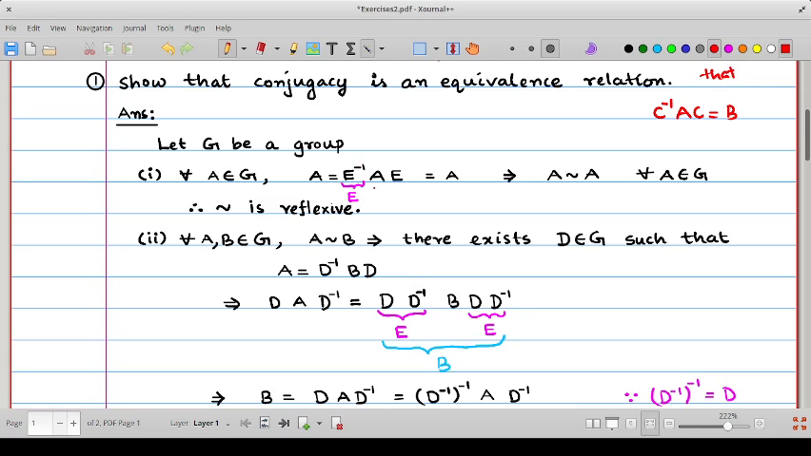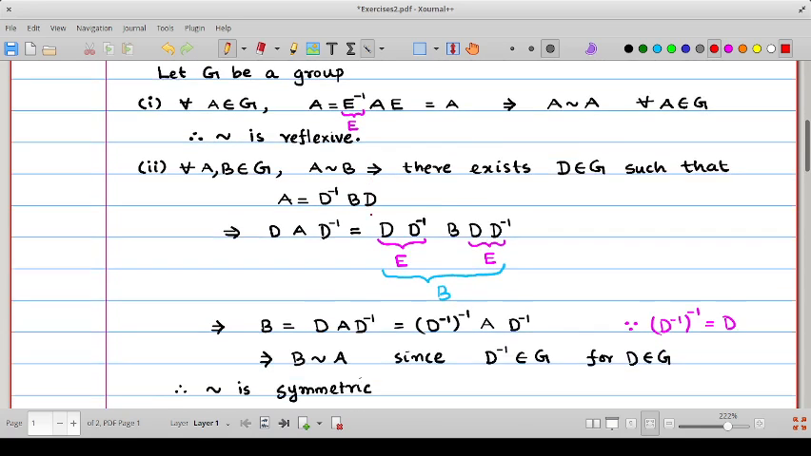Then A times E is A, and E inverse is E, and therefore this will be E times A times E is A, and that is equal to A. So A can be written as E inverse AE, and E is an element of the group, or in other words, A is conjugate to itself. So we can write A is related to A via this conjugacy. So the conjugacy given by this symbol is reflexive.